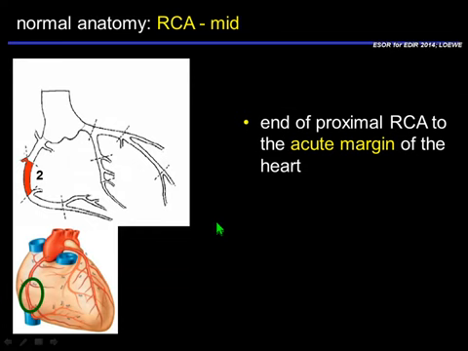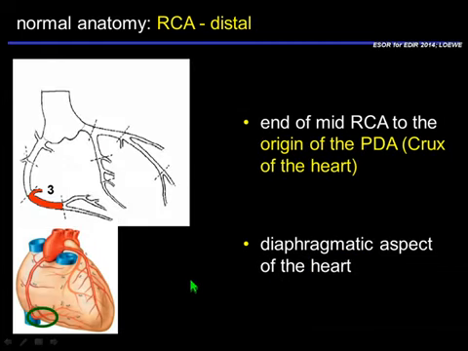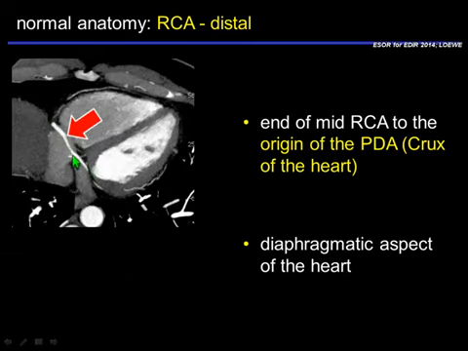The mid-RCA is from the end of the proximal RCA to the acute margin of the heart. So this is the part of the RCA usually seen at axial CT slices in a really orthogonal shape. So this is the mid-RCA, and we can assess the RCA really nicely on this kind of images. And the next segment, segment number 3, is the distal RCA from the end of the mid-RCA to the origin of the PDA, so up to the crux of the heart, as seen here. So this is the distal RCA up to the branching at the crux cordis, supporting the really diaphragmatic aspects of the heart.